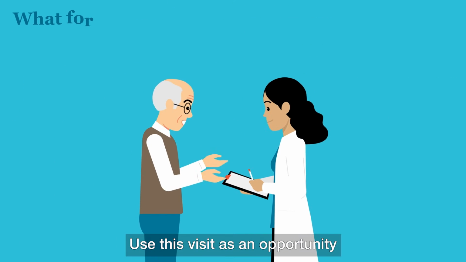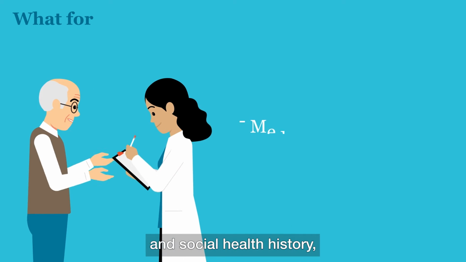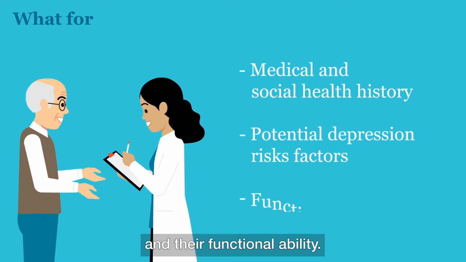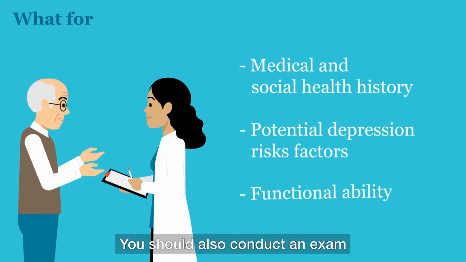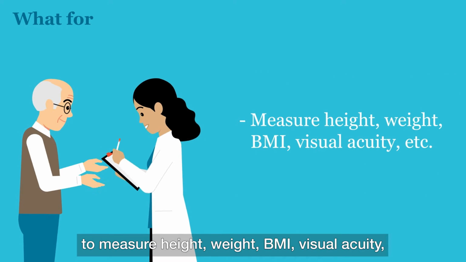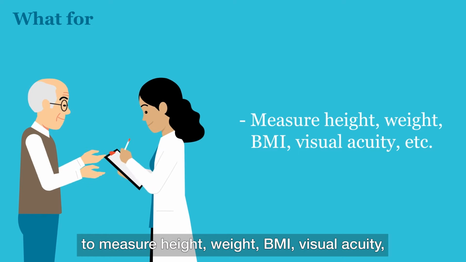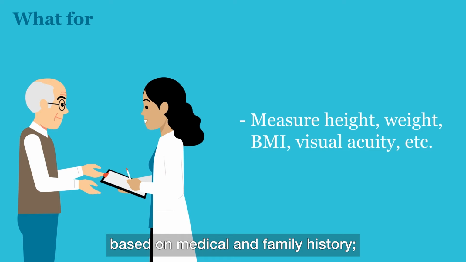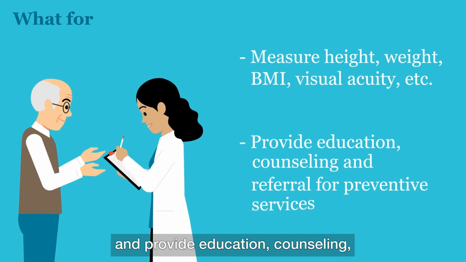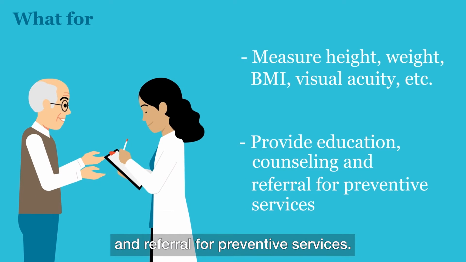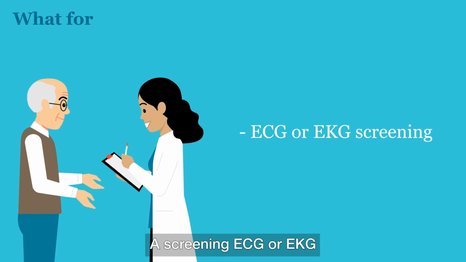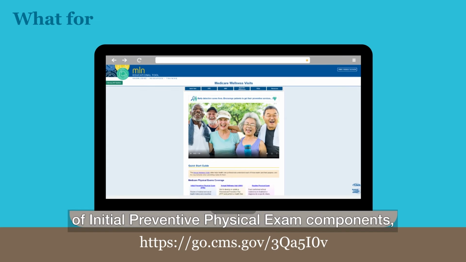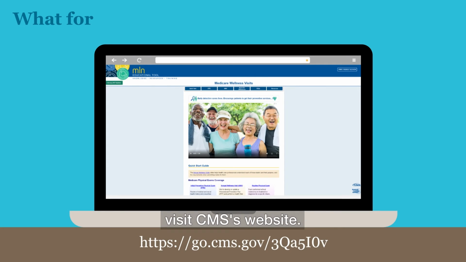Use this visit as an opportunity to review your patient's medical and social health history, potential depression risk factors, and their functional ability. You should also conduct an exam to measure height, weight, BMI, visual acuity, and other factors deemed appropriate based on medical and family history, and provide education, counseling, and referral for preventive services. A screening ECG or EKG may also be performed. For a full list of initial preventive physical exam components, visit CMS's website.